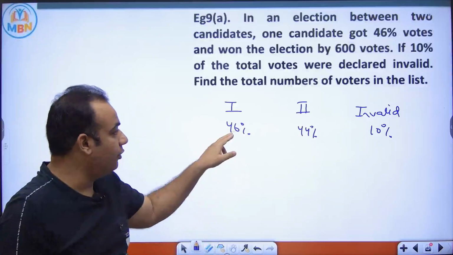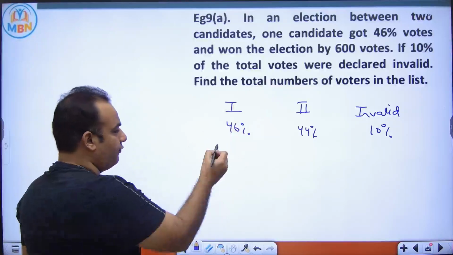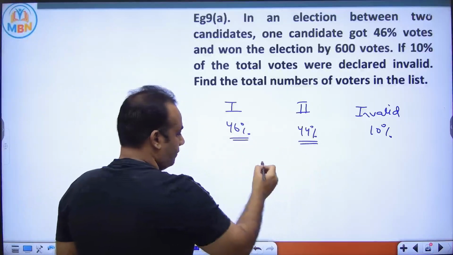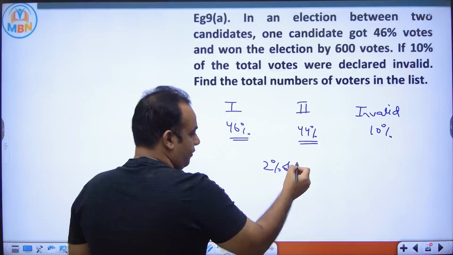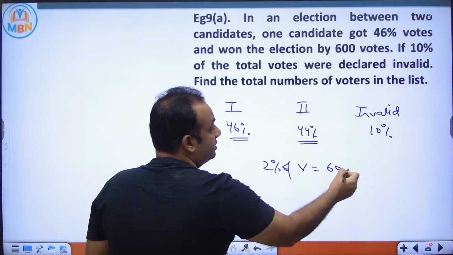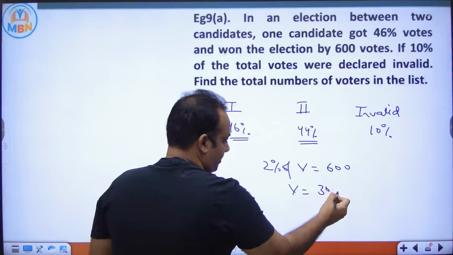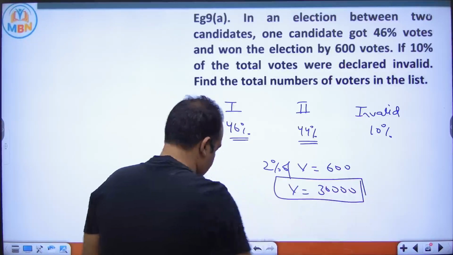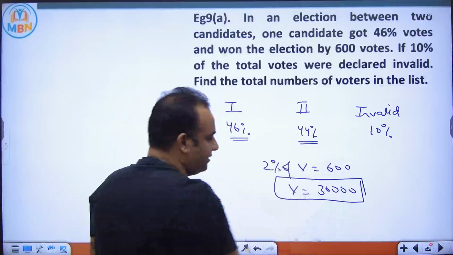Now the first candidate won the election by 600. He got 46%, the other got 44%. So the gap is 2%. So 2% of total votes is equal to 600. So total votes is 30,000, because 1% is 300. So 100% is 30,000.